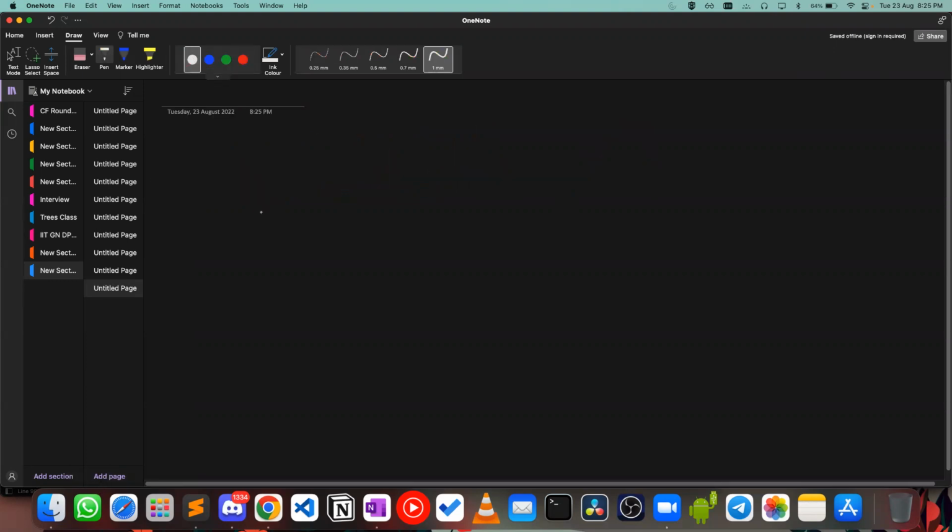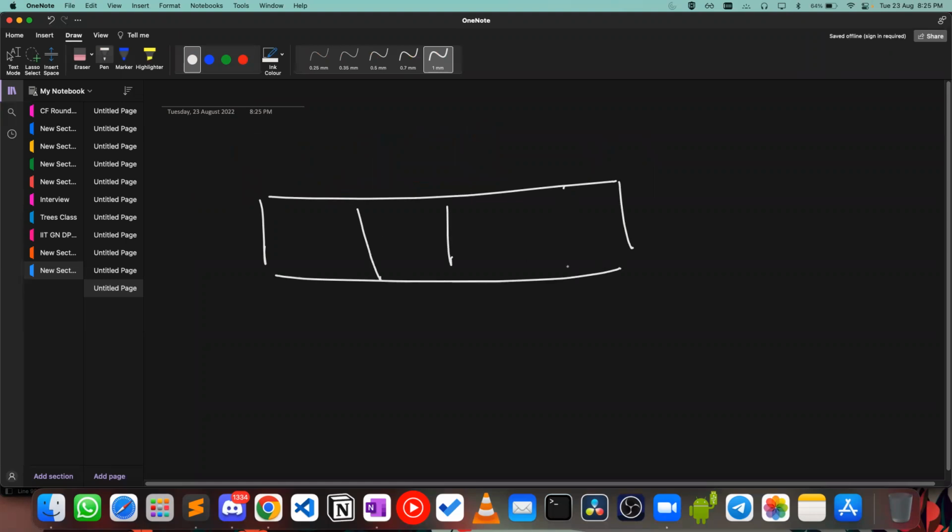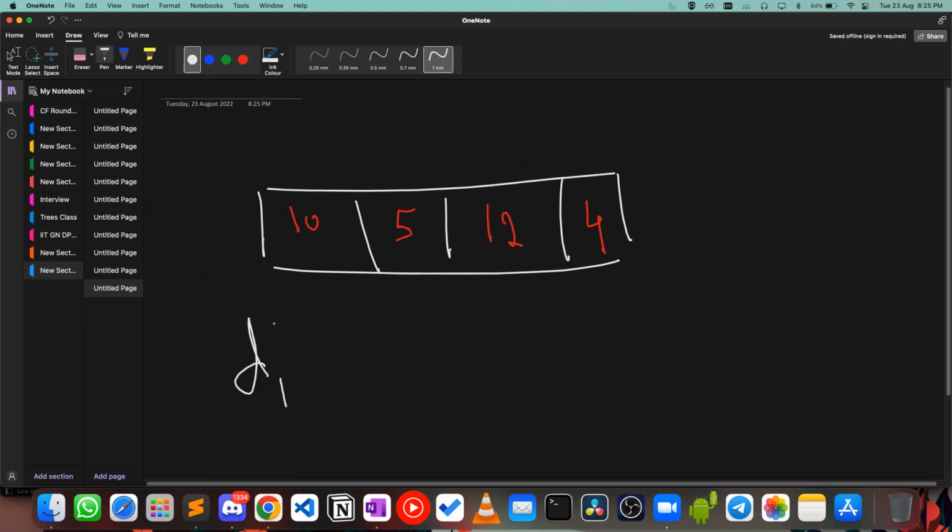You have this. These are the denominations of the coins. You have 10, you have 5, you have 12, and you have 4. And now you want to make a sum of n. Okay, you want to solve for dp of n. What is dp of n? dp of n is the minimum number of coins required to construct a sum of n.